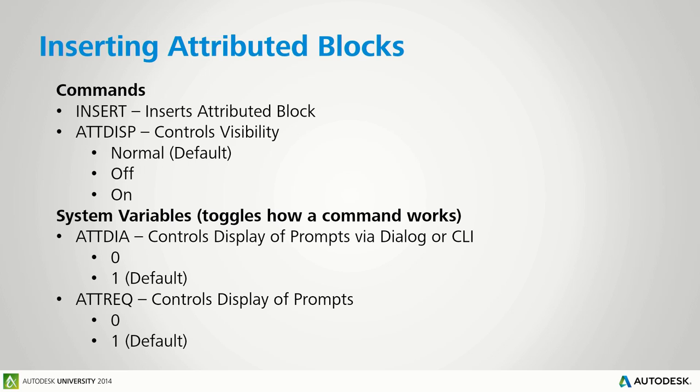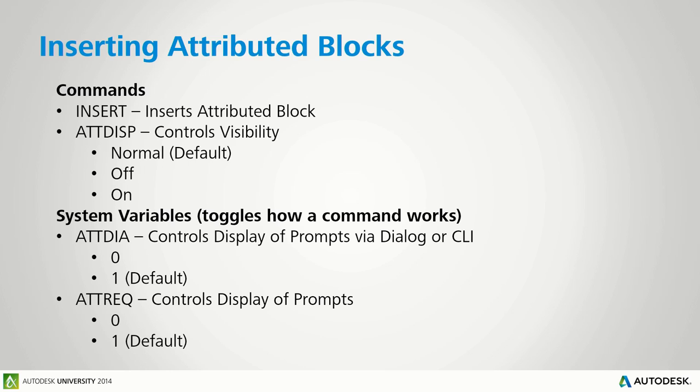And the same goes with maybe I want to do a quick check plot, or maybe most of my attributes are invisible, so I need to see them all quickly to make sure the information has been filled in. So I may need to turn them on. Just be sure that if you use the on or off option, that once you go to creating new attributed blocks, that you turn it back to normal. Otherwise, you may have problems.